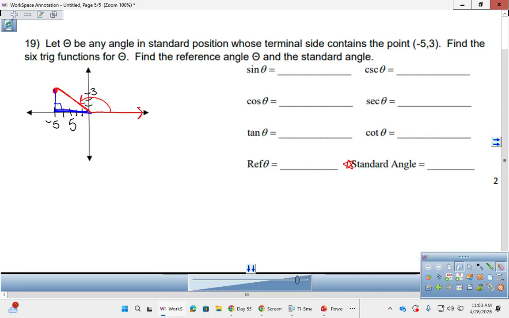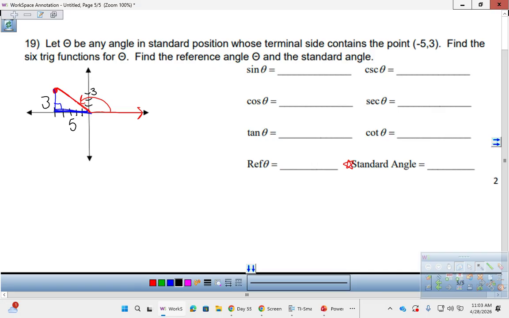And we went up 3. We didn't go diagonal 3, right? We went up 3. So this is my 3. Does that make sense? Like the height of the triangle is 3, not the hypotenuse. So I went up 3 and over 5.